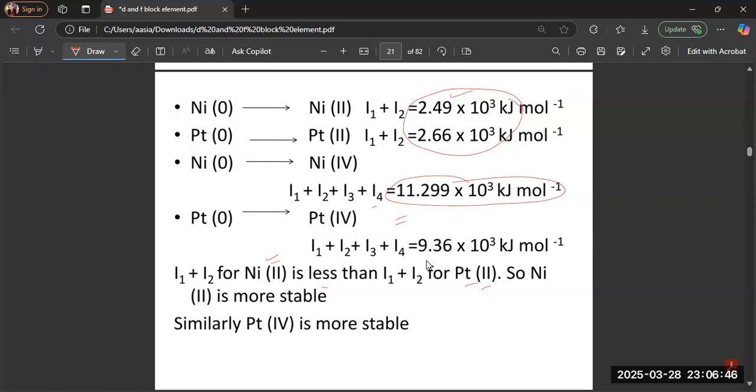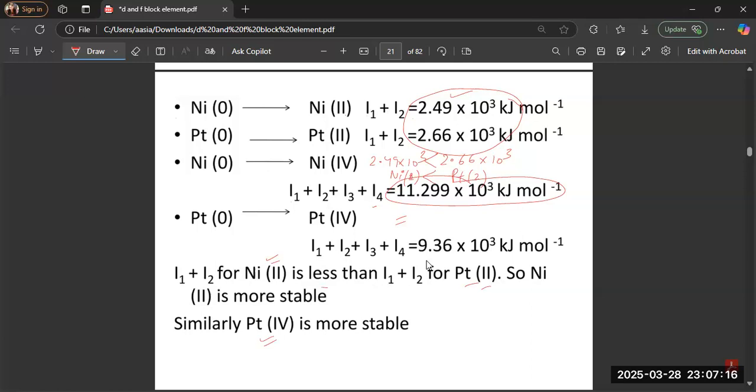So 2.66 into 10 power 3 is more than that of 2.49 into 10 power 3, right? So nickel +2 is less than that of platinum +2. Okay, so nickel +2 is less than that of platinum +2. So nickel is more stable, right? So similarly for platinum +4, it is more stable, right?